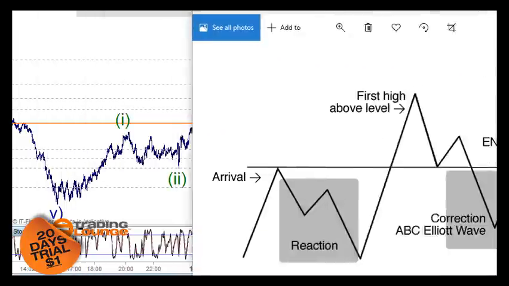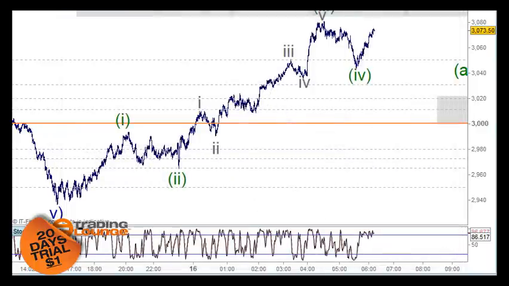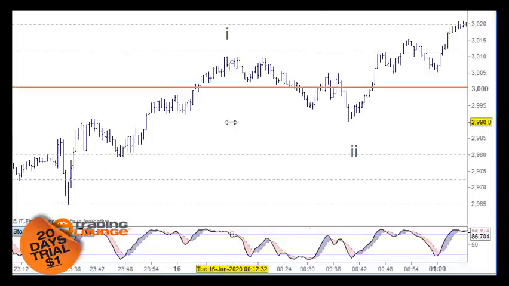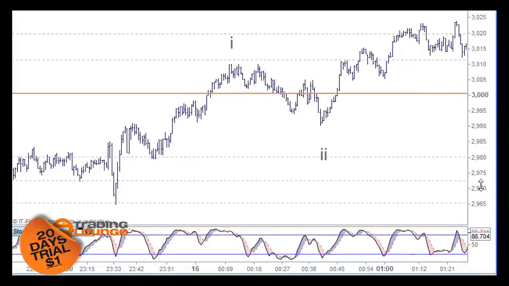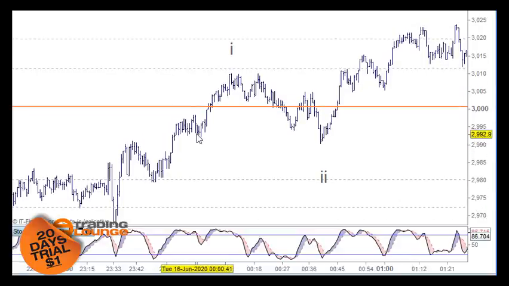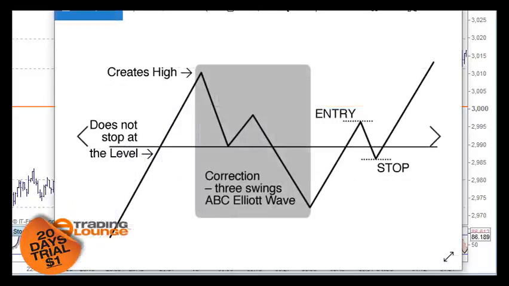So that particular pattern here, if I can just close that off now, let's just go to this level here. Now in this case here, we didn't really have the market stop here. So this is an overshoot pattern. So this pattern would be a little bit more like this pattern here. So it doesn't stop at the level here. It just goes straight through and creates the high here, and then has its ABC correction, and then moves along this way.